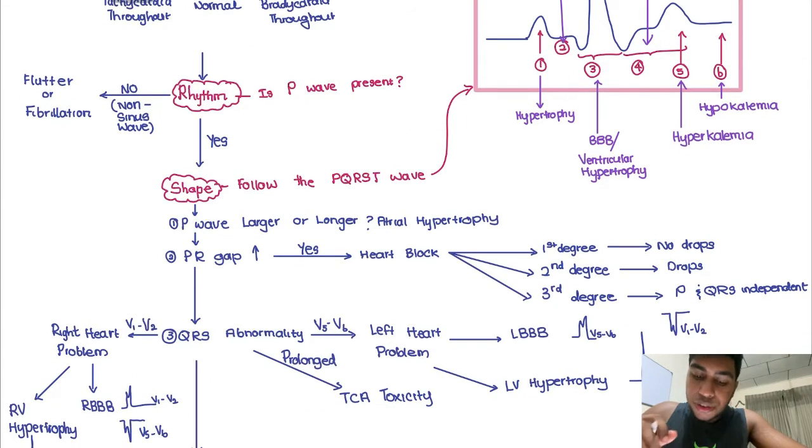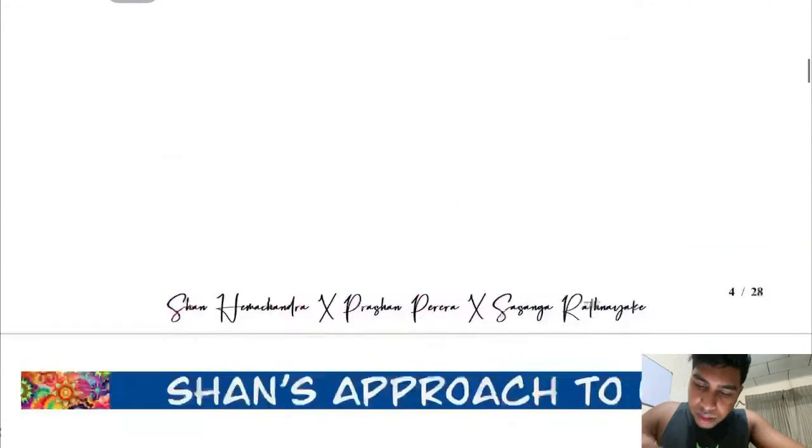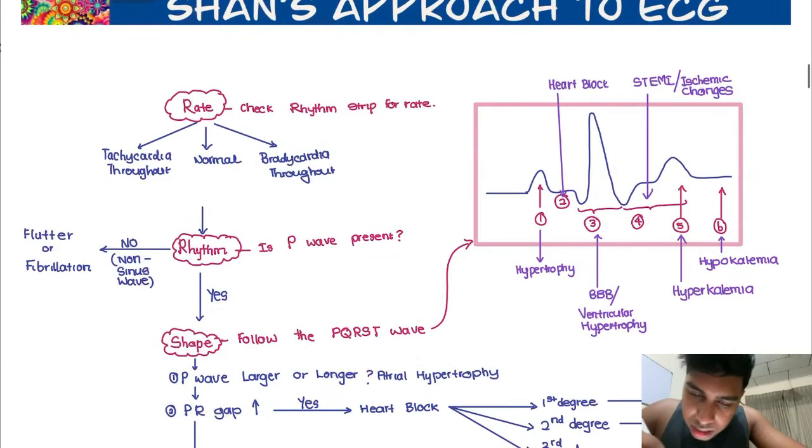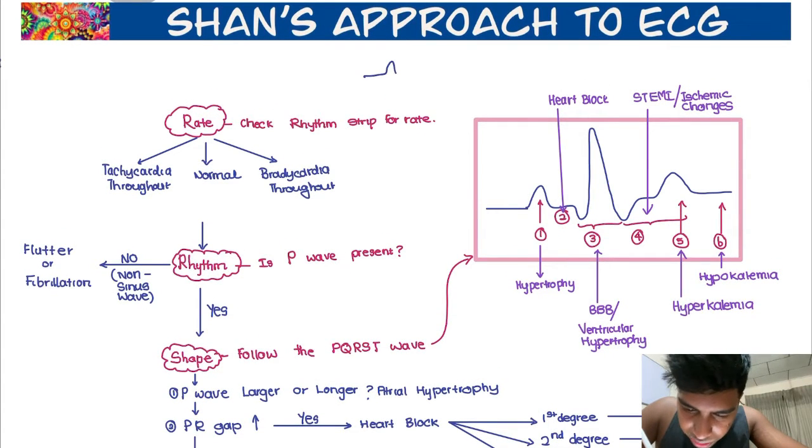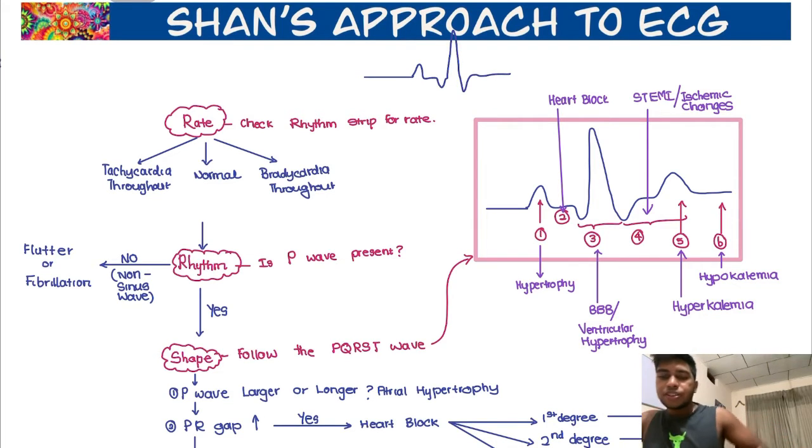Next, you must follow the shape. If both of those are normal, you follow the shape. What does that mean? You follow the ECG, use your fingers and just follow each wave. Okay? You need to follow each wave.